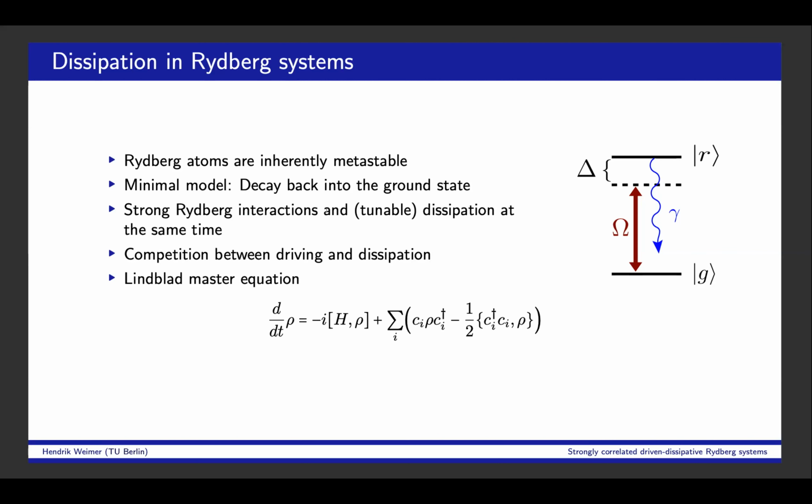And so you have strong tunable interactions and dissipation at the same time, and there can be interesting competition between the two effects. We describe this system in terms of a master equation. This is a Markovian master equation in Lindblad form in our case. You have the time derivative of the density operator, so the state of the system. The first part is equivalent to the Schrödinger equation, that's unitary dynamics. And on top of that, we get additional effects coming from the dissipation, which involve these potentially non-Hermitian jump operators.